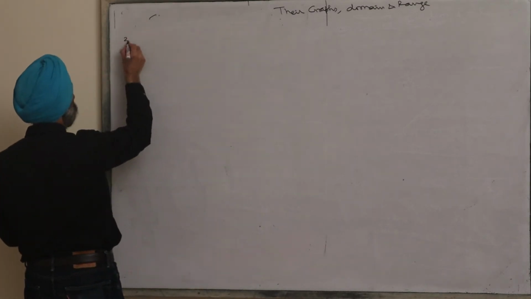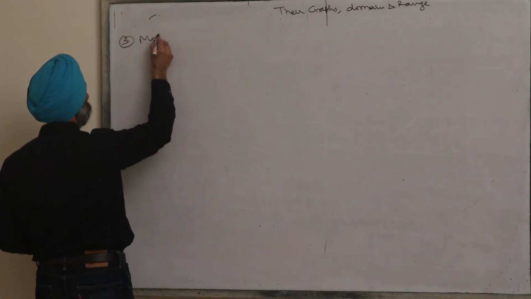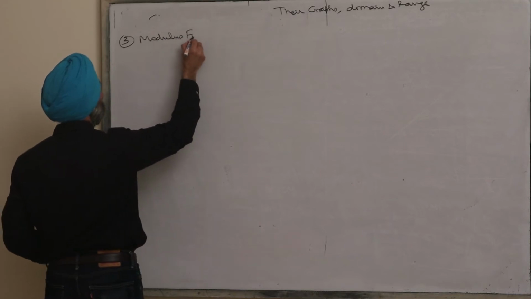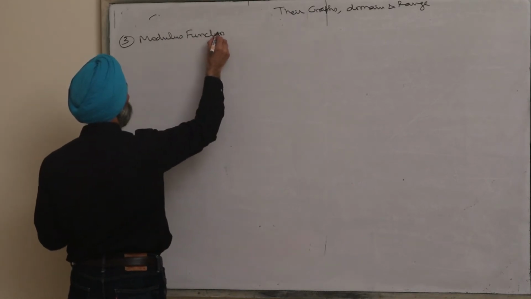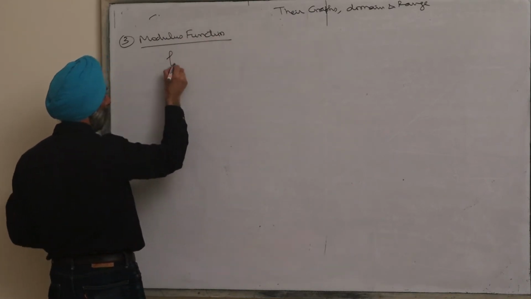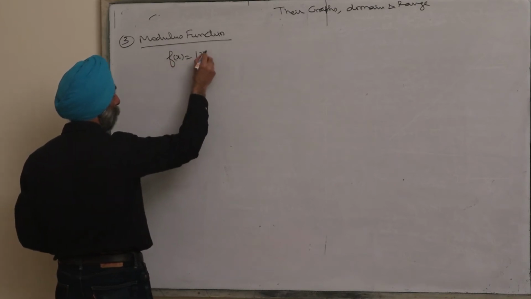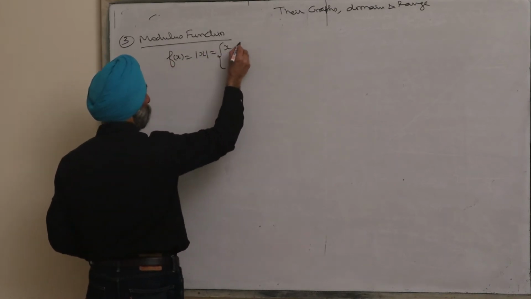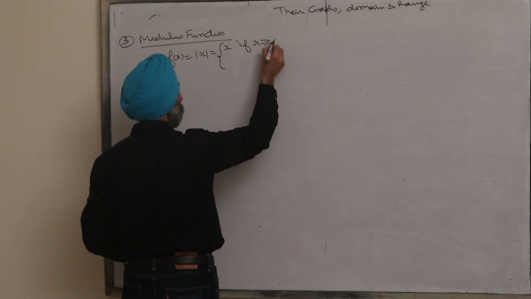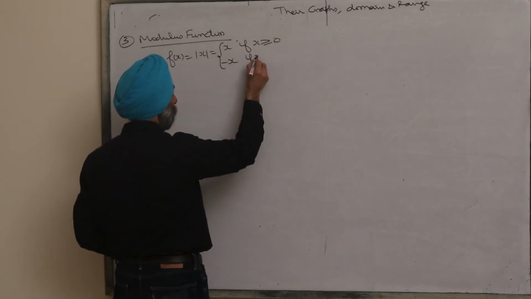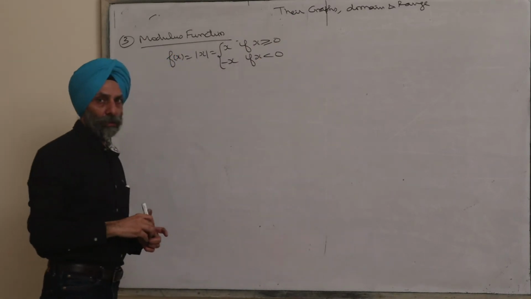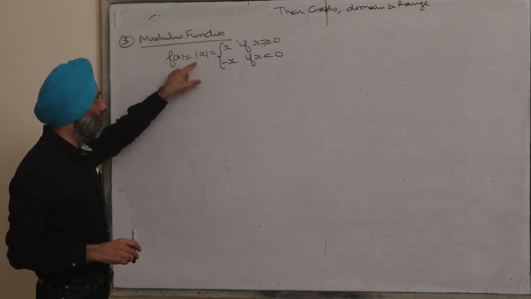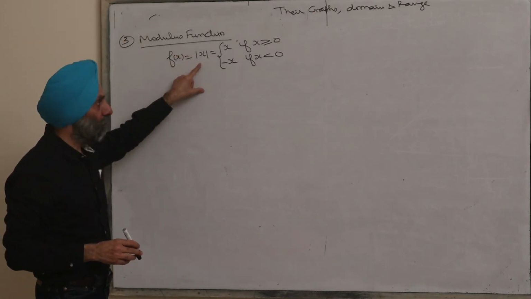Now next is modulus function. So how do we define it? f(x) is equal to mod of x is equal to x if x is greater than or equal to 0 and is minus x if x is less than 0. This is called the modulus function.